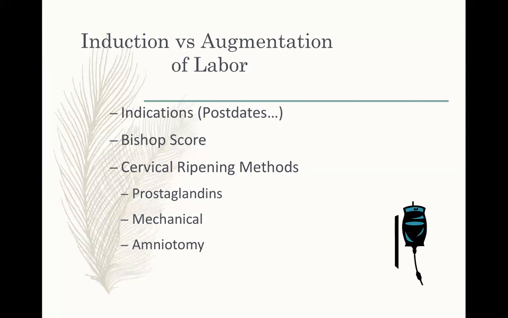And then an amniotomy is breaking the water. So this is a great technique for induction or augmentation for multips. So moms who have had a baby already. This allows for the release of prostaglandins and allows the baby's head to come on down, which that pressure on the cervix is going to help open it up. We don't want to do this too early though because of the risk for infection.